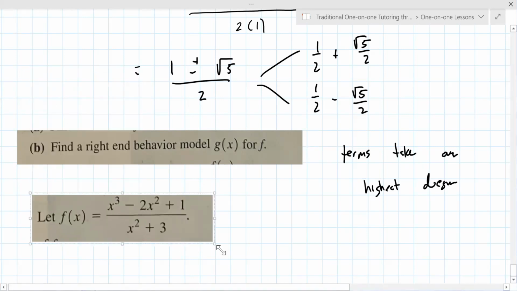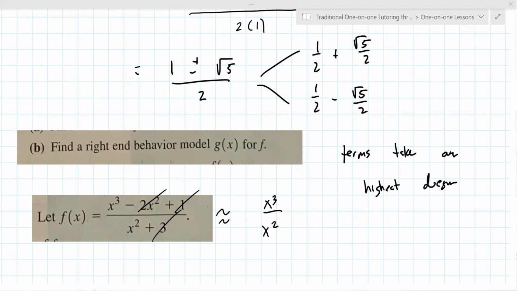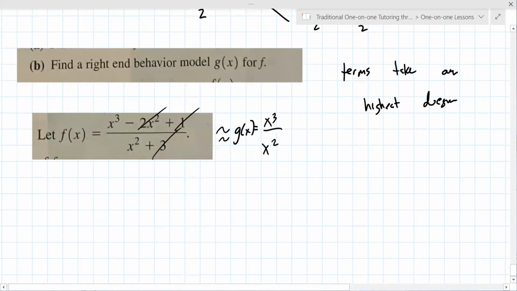There's your original function. So basically as X gets large, that's not important, that's not important, and that's not important. So this becomes X cubed over X squared. So you just cross out all the ones that aren't the highest degree term in both the top and the bottom. And they're saying call that G of X. This might seem new, but it's the right way to find the horizontal asymptote of this thing.